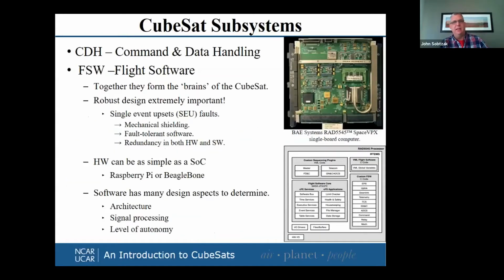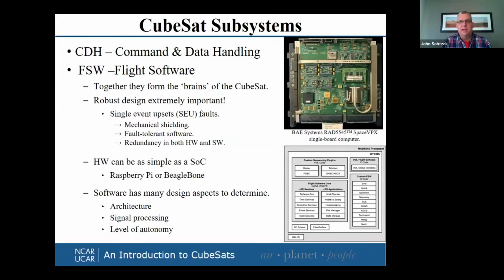Command and data handling and flight software are the two subsystems that make up the brains of the CubeSat. Command and data handling is a little more geared toward the hardware, and the flight software is obviously software. Robust design is very important on these two systems because if you have no brain, your CubeSat's a flying brick, is the terminology I like to use.